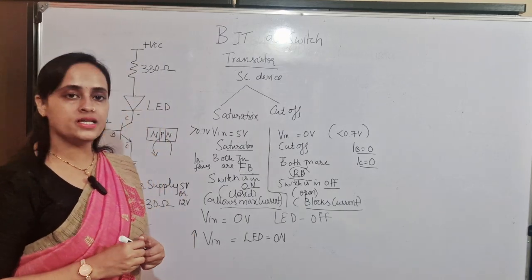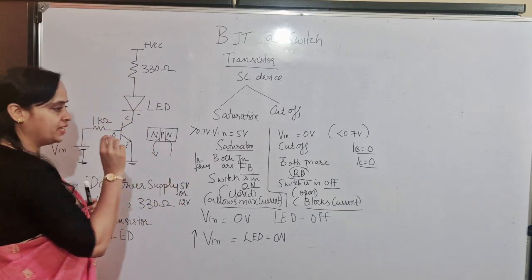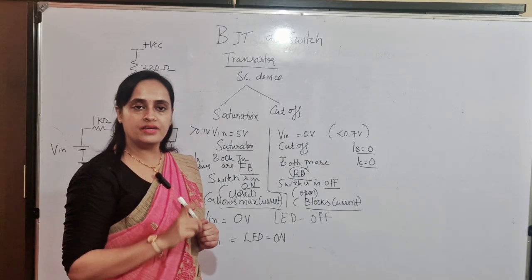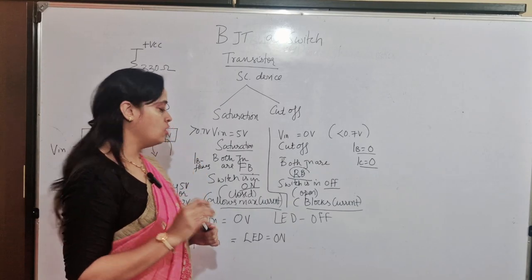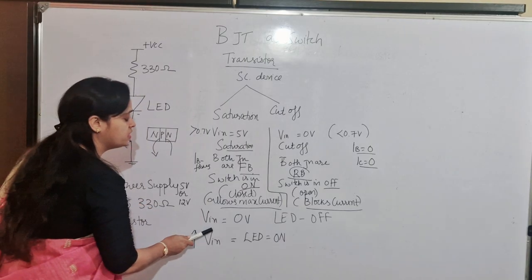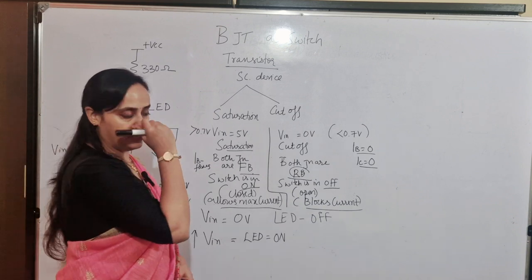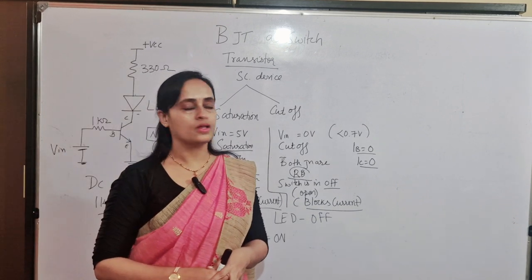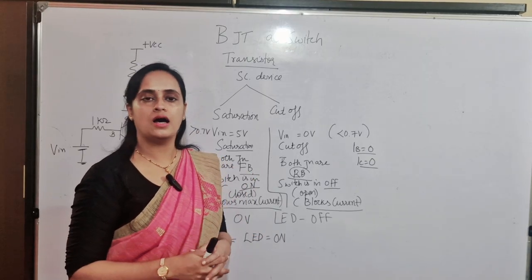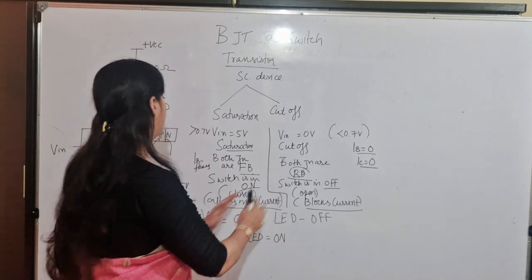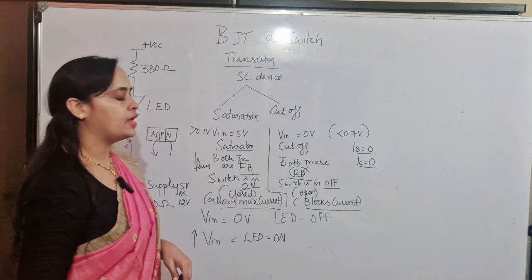Then if Vin is 0, the LED will not glow. As you increase Vin, once Vin crosses the cut-in voltage, the LED will glow. So when Vin is 0 volts, the LED will be off, and as we increase Vin, the LED will start glowing. This is how you need to learn the basics when they ask Viva questions, and how to remember the circuit, what you are going to perform, the components, and everything.